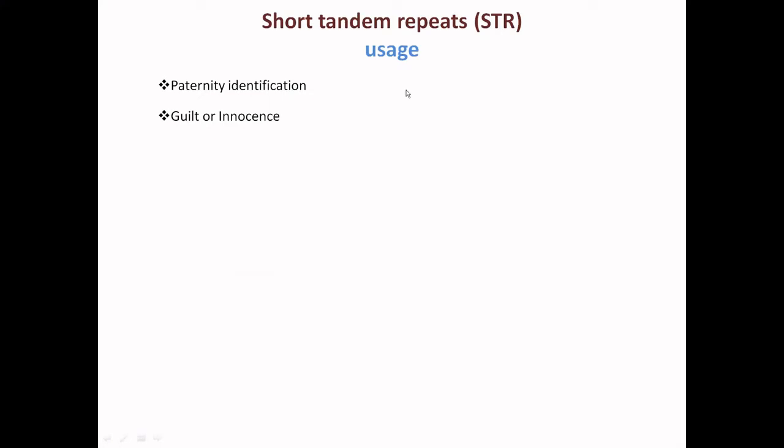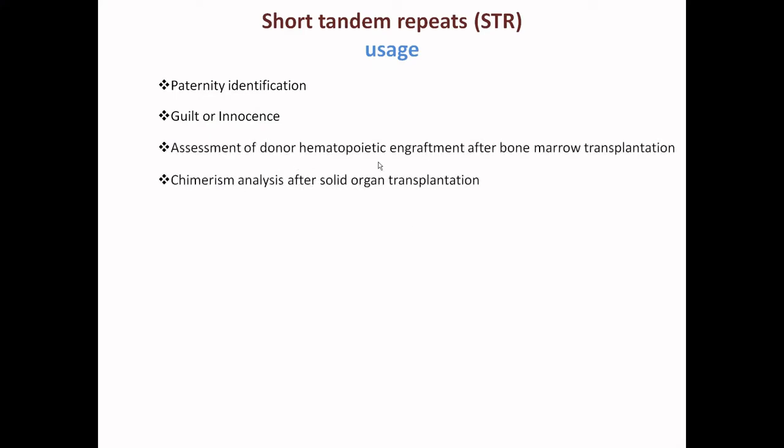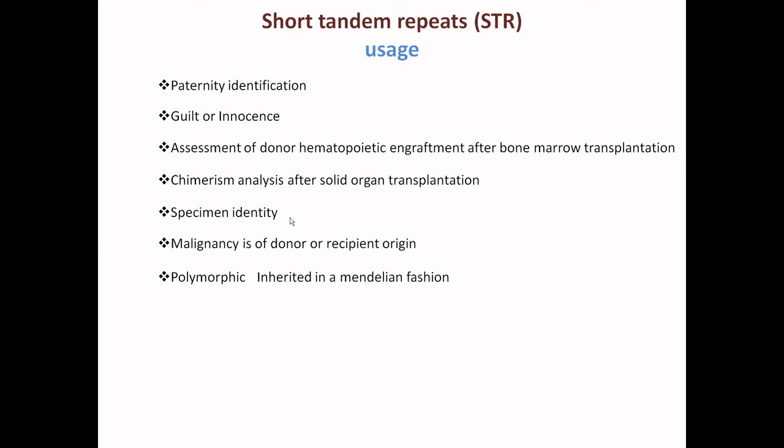So where are short and long repeats used? Paternity identification, assessment of guilt or innocence, assessment of donor hematopoietic engraftment after bone marrow transplantation, chimerism analysis after solid organ transplantation, specimen identity, malignancies of donor or recipient origin, and polymorphic characters of traits that are inherited in the Mendelian fashion.